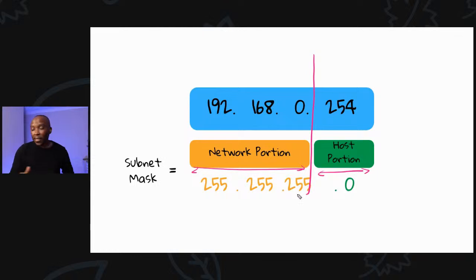Anything on the left-hand side, if it is 192.168.0, then it will belong to the same network. But if it's not 192.168.0, then the 2 devices are going to be on 2 different networks.